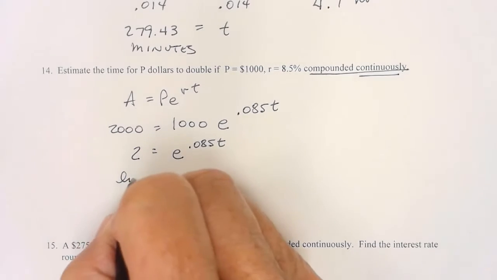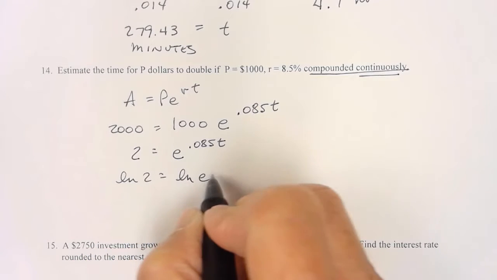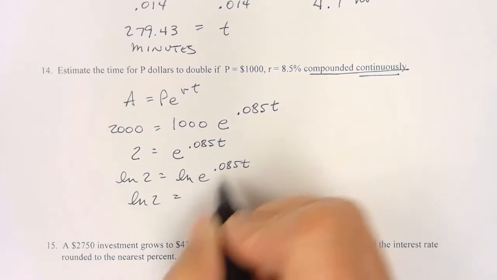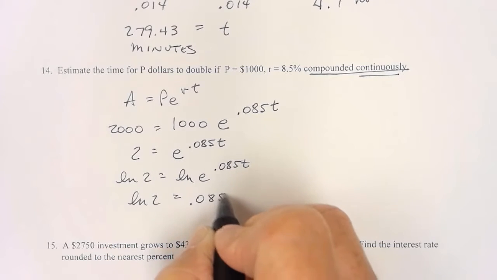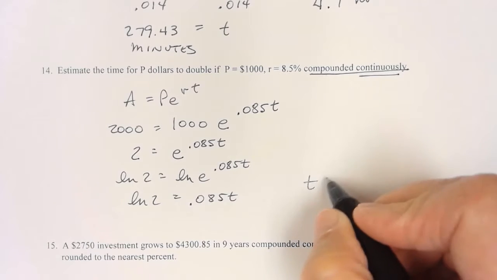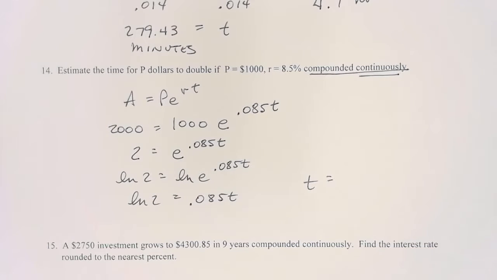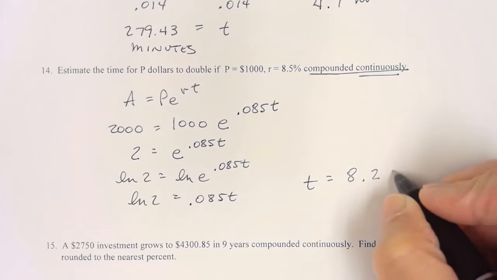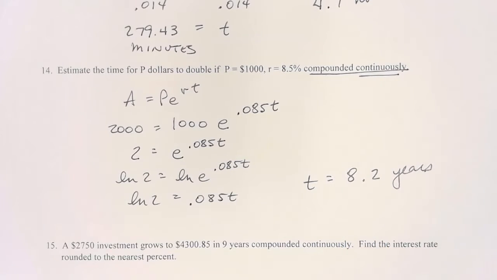So let me take natural log of both sides. So natural log of 2 is equal to my exponent. Divide both sides by 0.085, so natural log of 2 divided by 0.085. I came up with about 8.2 years for the $1,000 at that interest rate, compounded continuously, to get to 2,000.